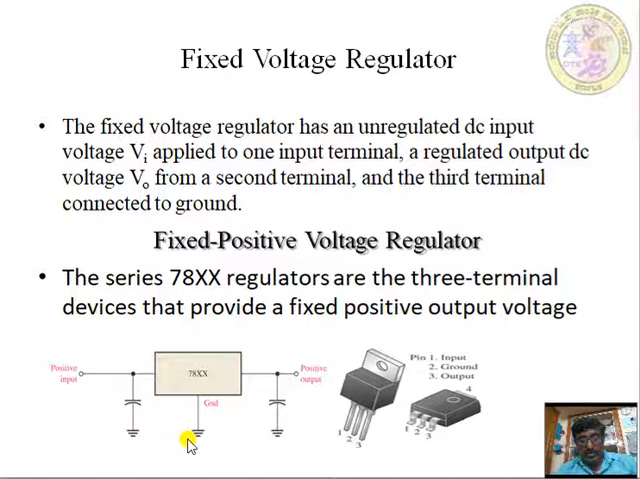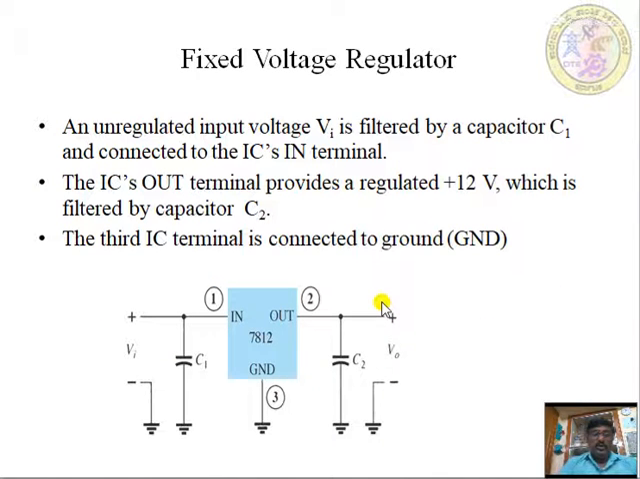The three terminals are 1, 2, and 3. Regulators are three-terminal devices that provide a fixed positive output voltage. The unregulated input voltage Vi is filtered by the capacitor and connected to the IC's input terminal. The IC's output terminal provides a regulated 12 volts, which is filtered by a capacitor.